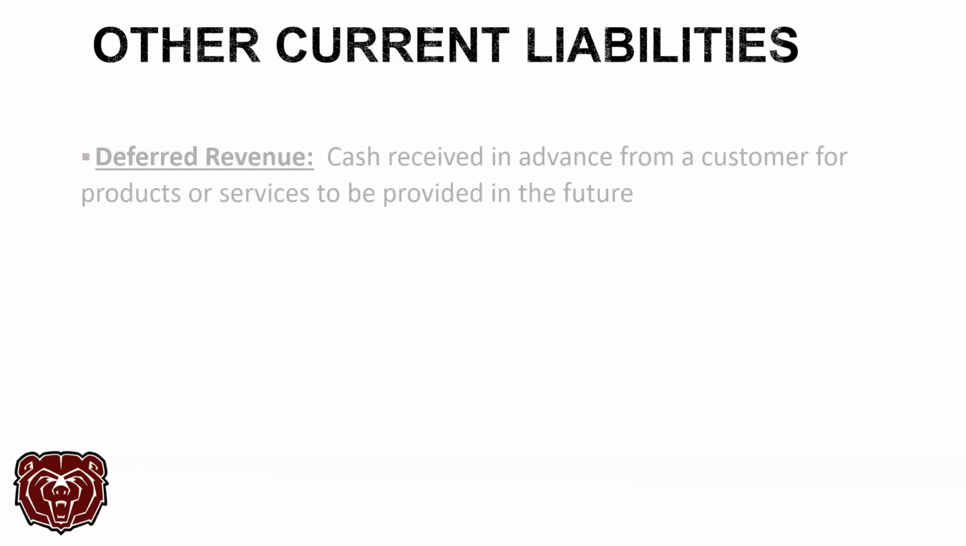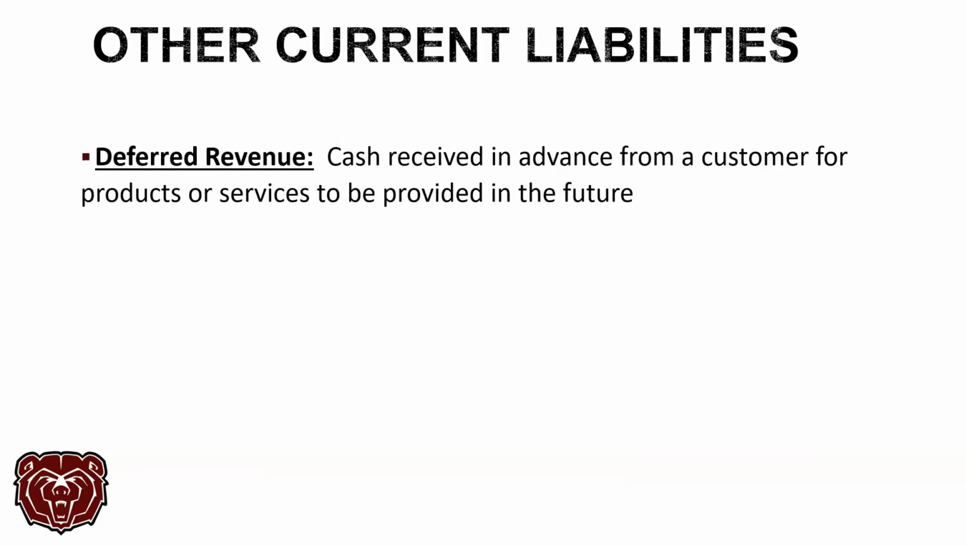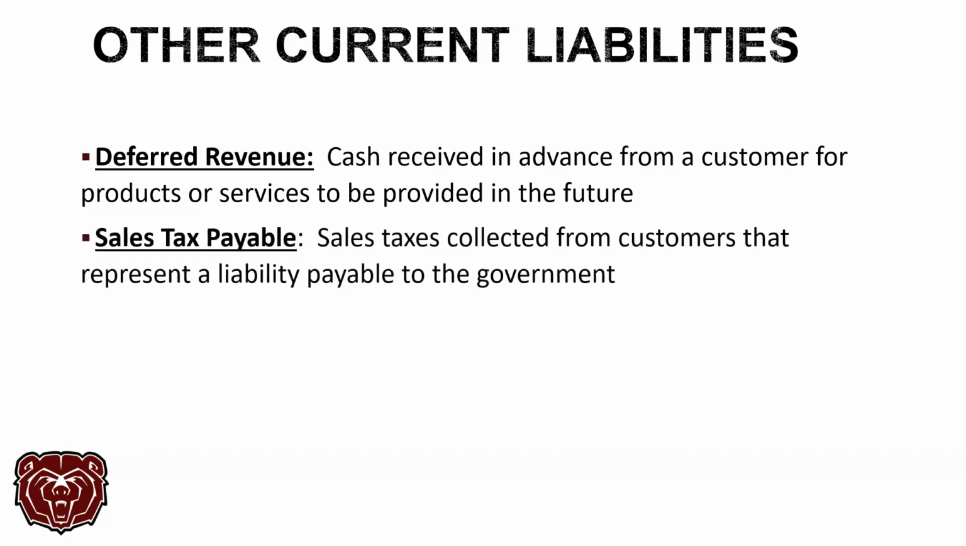So other current liabilities that we talked about: deferred revenue, right? This is your unearned service revenue. It's cash that you get before you perform the service. You still are obligated to perform a service. So in that case, the benefit or the resource that you are giving up is going to be that good or that service. You have sales tax payable.